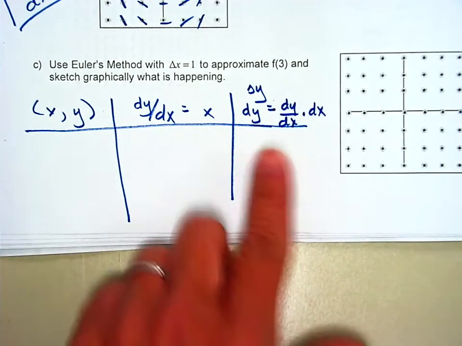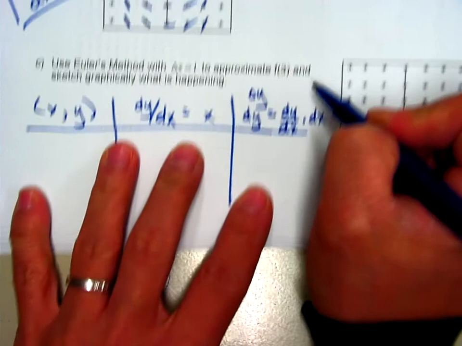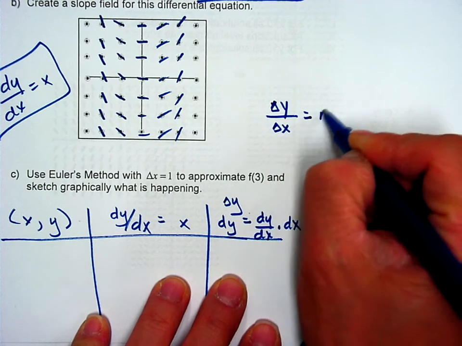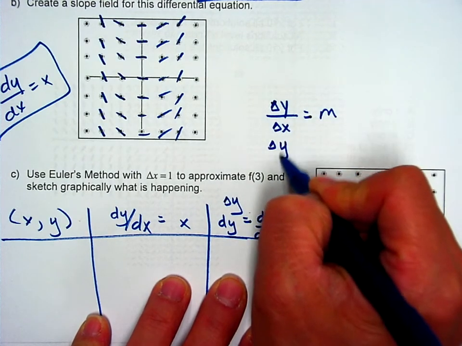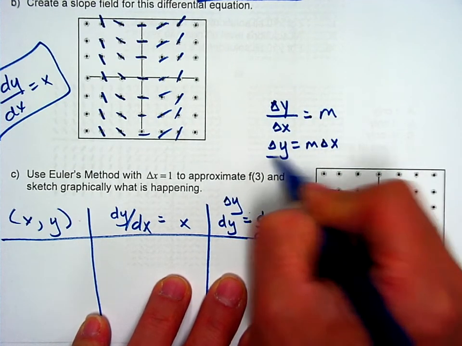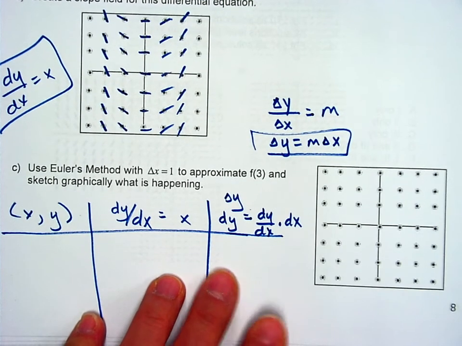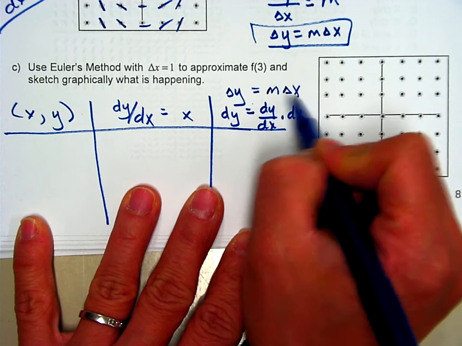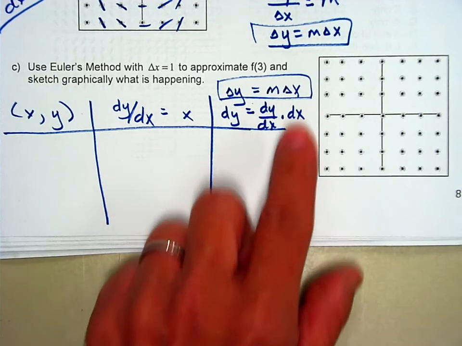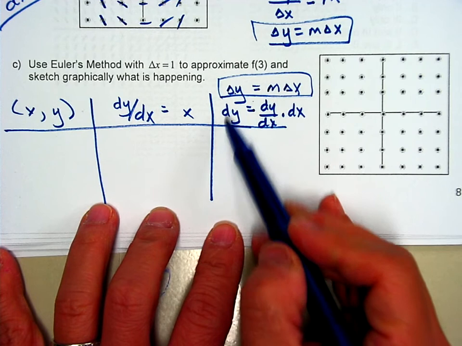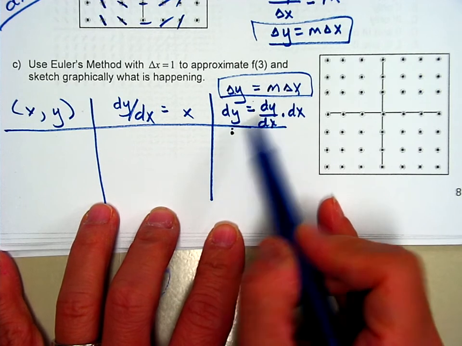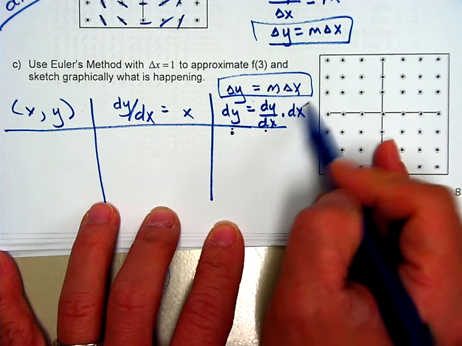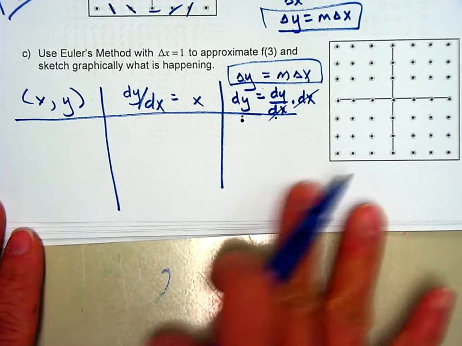Another way to think about this column is thinking back to algebra, right? Change in y over change in x is slope. If I multiply that change in x over, delta y is m, slope, times delta x. So delta y is slope times delta x. So this is our language from algebra, but using calculus notation, your delta y is really dy, which is the change in y. Instead of m, I'm going to use dy dx, and then delta x is dx, and notice what happens. Okay, so this is what's happening when you do Euler's method.